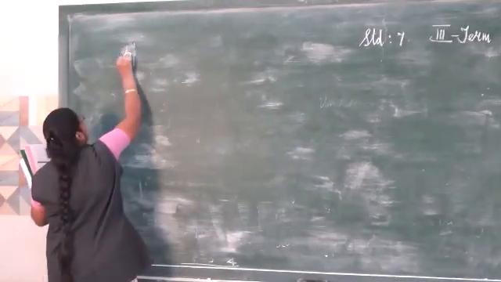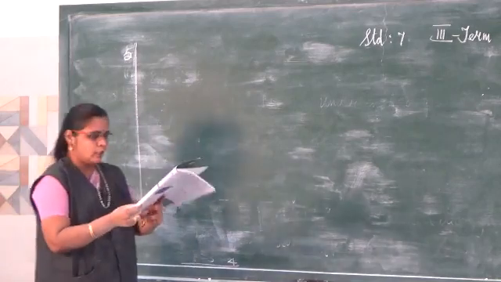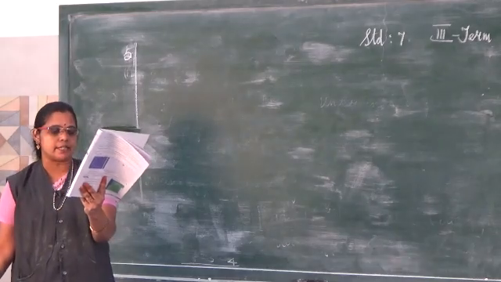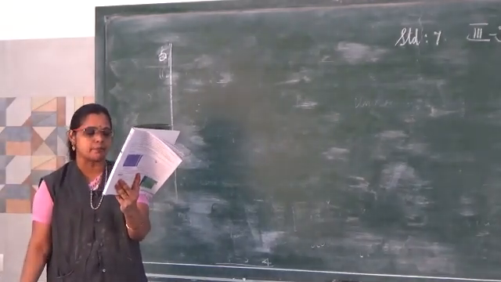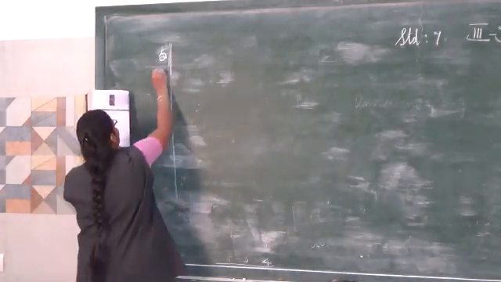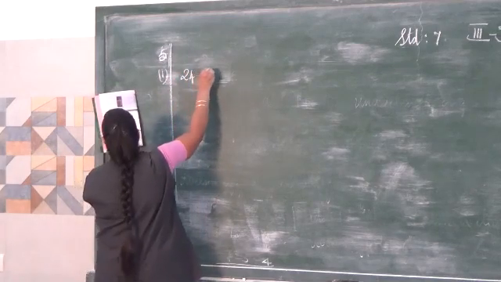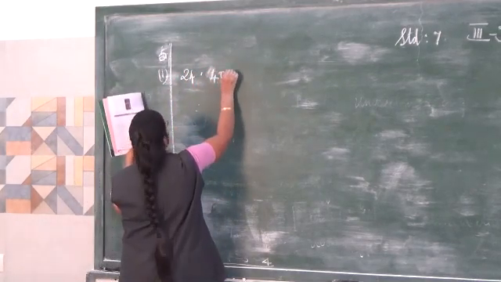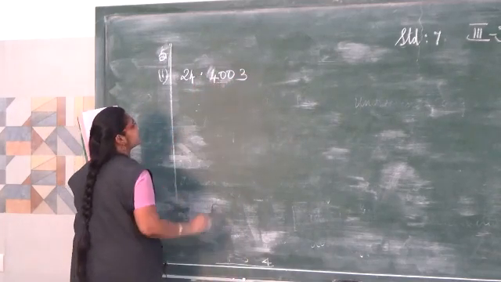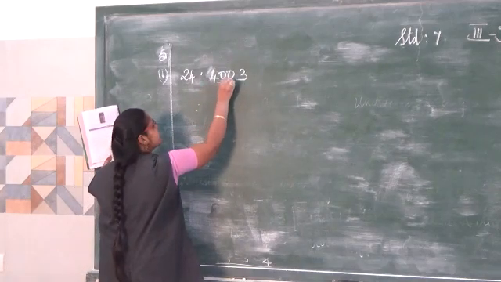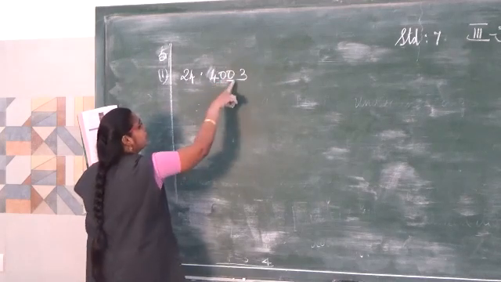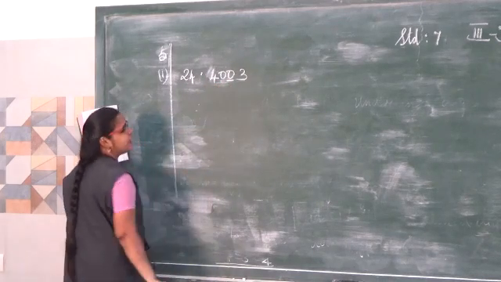Now the fifth one. Round the following decimal numbers up to 3 places of decimals. Up to 3 places of decimals means you have to take the 1000th place. So first one, 24.4003. After the decimal point, you need only 3 digits: 1, 2, 3. The third digit is 0. This is the 10th, 100th, 1000th place, and up to the 1000th place only we need.